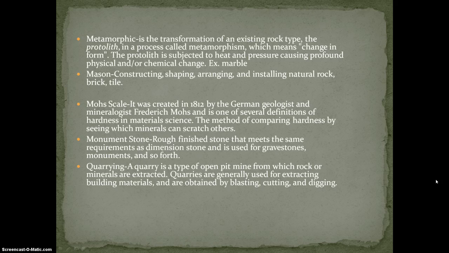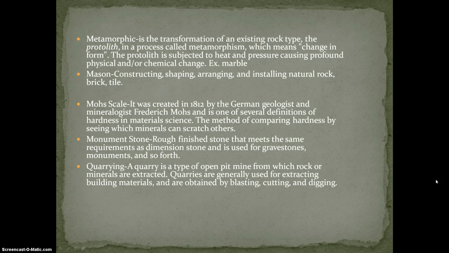Metamorphic is the transformation of an existing rock type, the protolith, in a process called metamorphism, which means change in form. The protolith is subject to heat and pressure, causing profound physical and/or chemical change, for example in marble. Mason is constructing, shaping, arranging, and installing natural rock, brick, or tile.